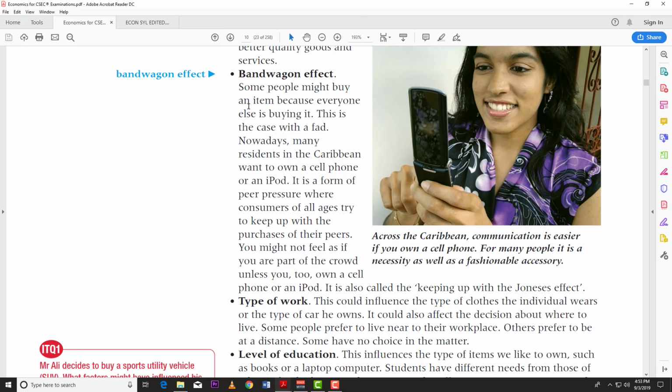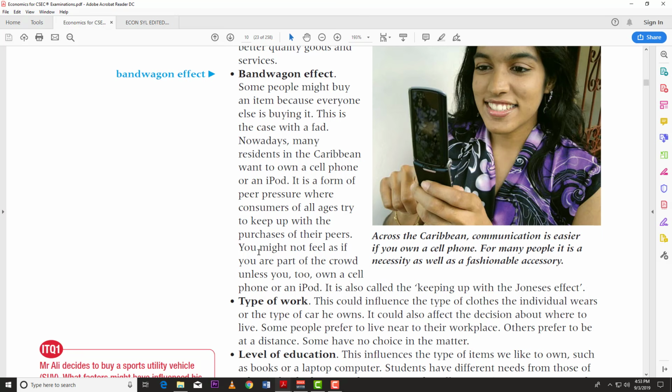Some people might buy an item because everyone else is buying it. This is the case with a fad. Nowadays, many residents in the Caribbean want to own cell phones or iPads. Well, that's back then, nobody wants an iPad now. The phone could do everything. So it is a form of peer pressure where consumers of all ages try to keep up with the purchases of their peers.